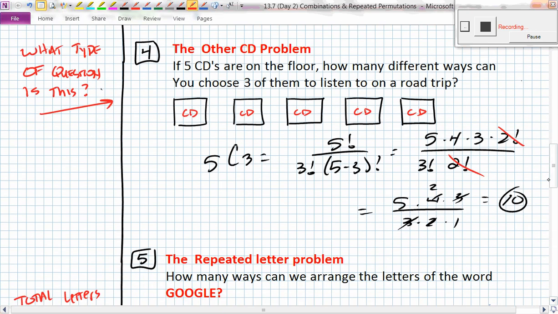Okay, the fourth thing that we did was the CD problem again, but it was a little bit different. If 5 CDs are on the floor, how many different ways can you choose 3 of them to listen to on a road trip? So you're running out the door, you just want to grab any 3 of them. This is a combination problem because we don't care what order we listen to them in on the road trip. We just want to have them with us. So of the 5 CDs on the floor, which ones can I grab and take? That's a combination problem. So I use 5 choose 3, and I get a grand total of 10 if I did that correctly. So please double check me and make sure that's right.